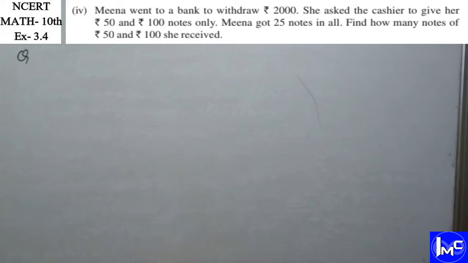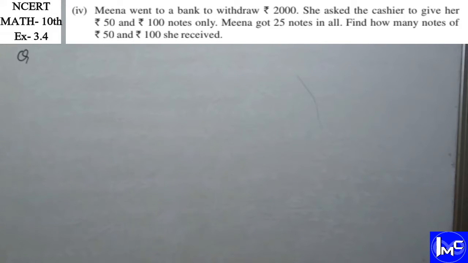Meena went to a bank to withdraw rupees 2000. She asked the cashier to give her rupees 50 and rupees 100 notes only. Meena got 25 notes in all. Find how many notes of rupees 50 and rupees 100 she received. In this problem, we have to find the number of notes of rupees 50 and rupees 100.